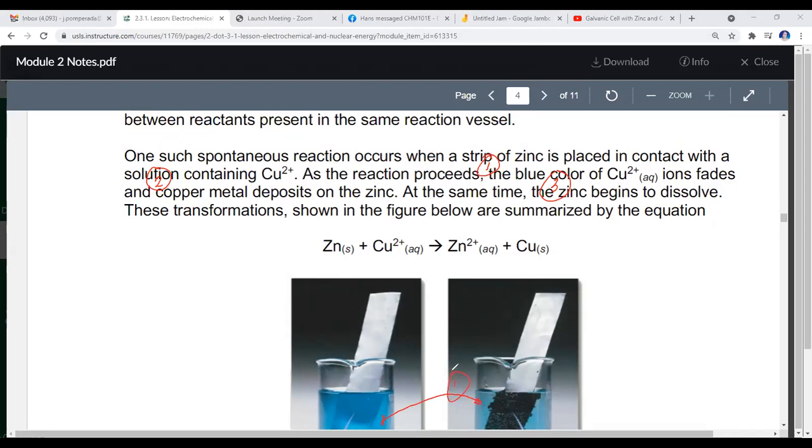So that's number 1. Then the deposition of the copper on the zinc metal. And the third is the dissolution of the zinc metal in solution. So these are the 3 things that happen in the simultaneous redox reaction that seems to be happening in here. Let me clear my drawings. Okay.